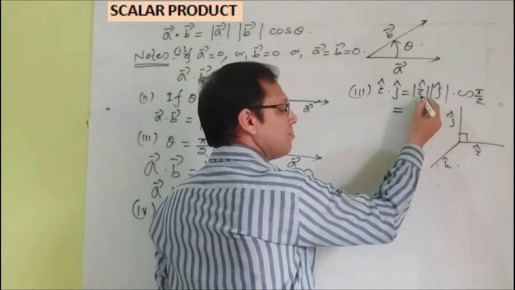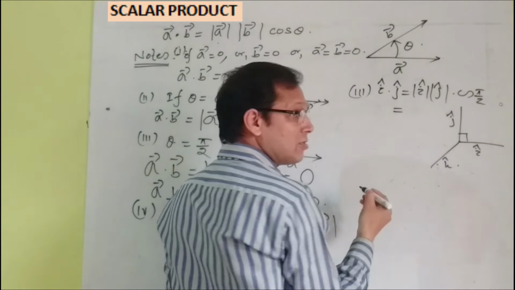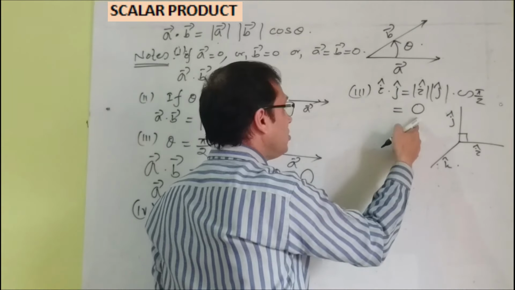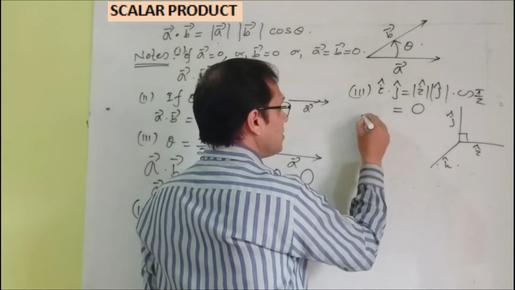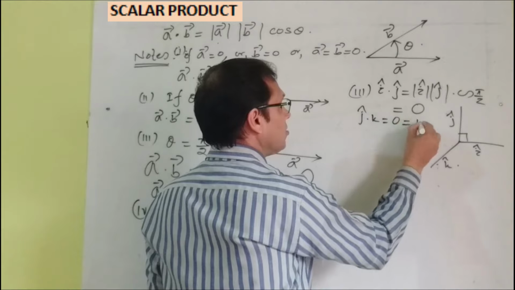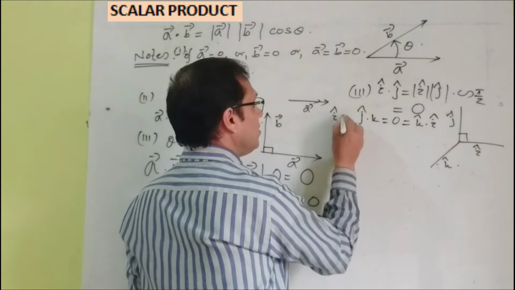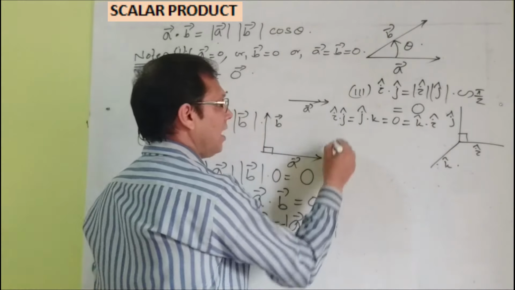So 0, the modulus of i cap is 1, the modulus of j cap is 1. So cos pi by 2 is equal to 0, so this one is 0. So i dot j is equal to 0. That means j dot k is also equal to 0, is equal to k dot i. From this we conclude that i dot j is equal to j dot k is equal to k dot i.